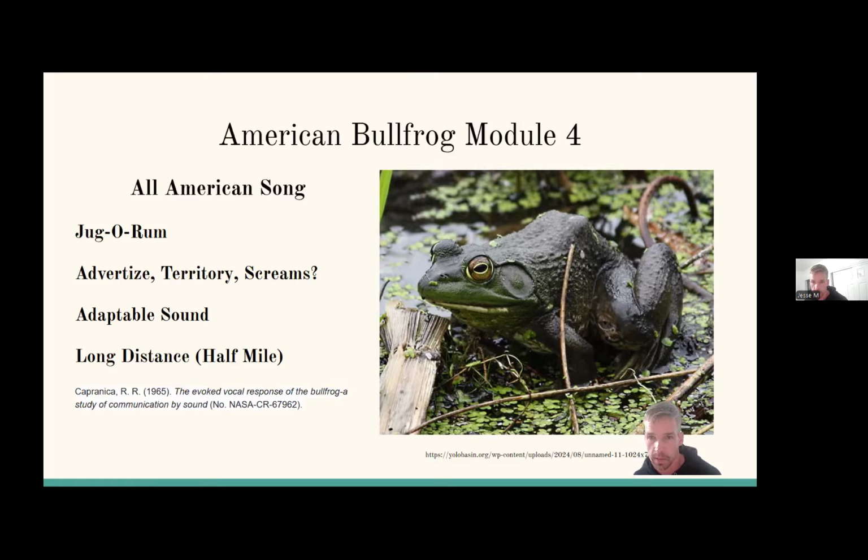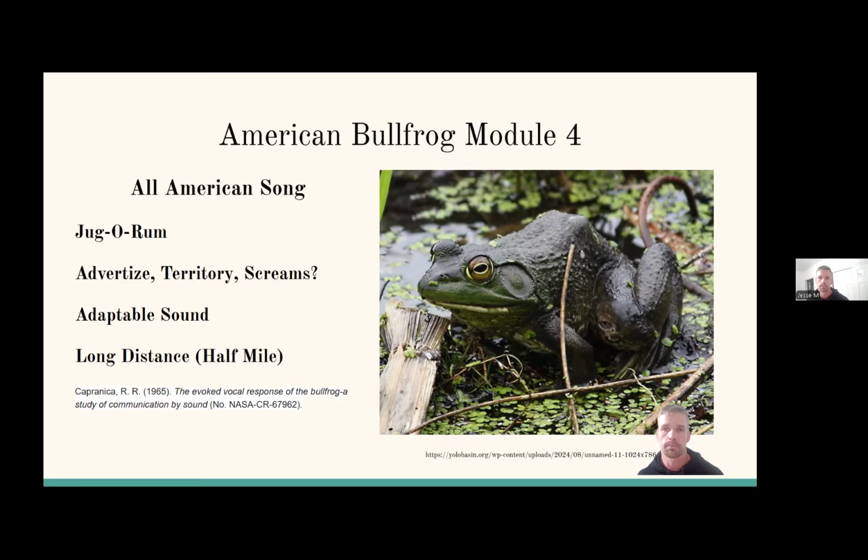What I find unique about them, their song. It's very different than a lot of frogs. Earlier in our lesson, we had all those frog calls we could listen to. Nothing really sounds like this. They call it jug-o-rum, jug-o-rum. That's kind of what it sounds like when it makes the noise. What's it for? Advertise for mating, territorial with other bullfrogs, and yes, it can scream too when threatened.